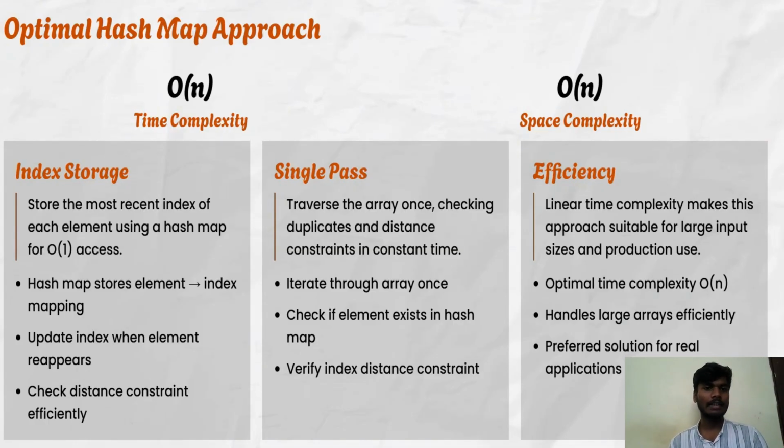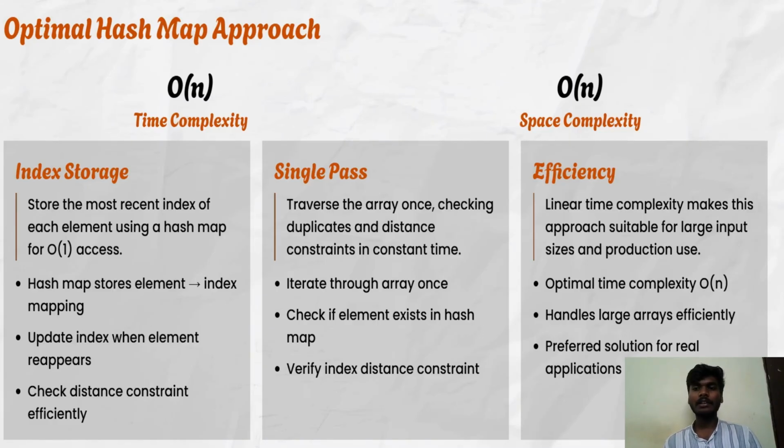Let's see this slide. The optimal hash map approach has a time complexity of O of n and a space complexity that is also O of n. It means for time complexity we use only one for loop, and for space complexity we use only one variable, the hash map, so it is O of n. In this approach we solve the problem in linear time.